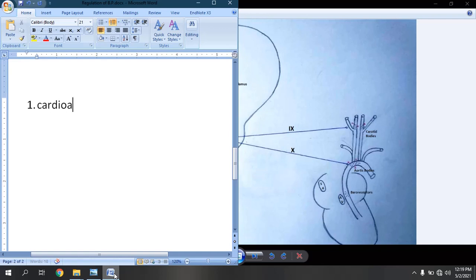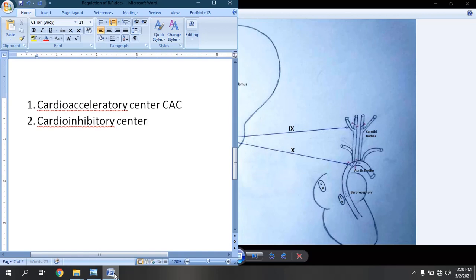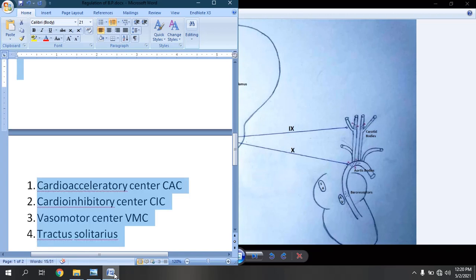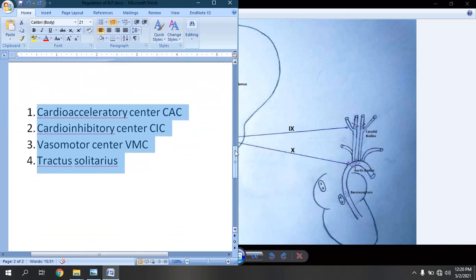Number 1, the cardio acceleratory center. We can simply call it CAC. Number 2, the cardio inhibitory center. We can simply call it CIC. And number 3, the vasomotor center. We can simply call it VMC. And number 4, the tractus solitarius. The combination of these 4 nuclei make what? The combination of these 4 nuclei make the cardiovascular center.